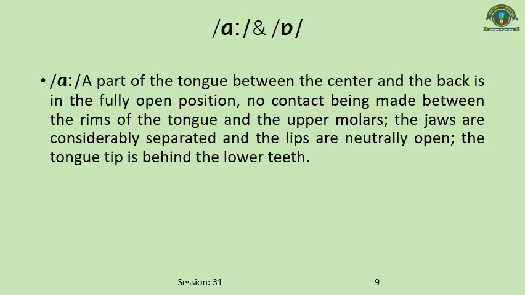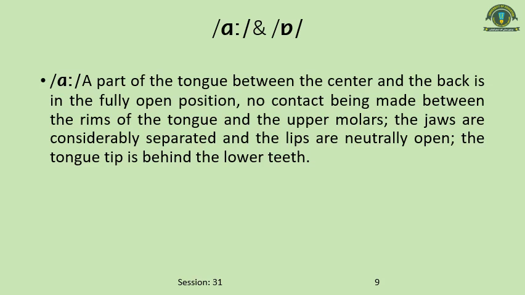Let's read. A part of the tongue between the center and the back is in the fully open position, no contact being made between the rims of the tongue and the upper molars. The jaws are considerably separated and the lips are neutrally open. The tongue tip is behind the lower teeth. Now this is what the elaboration is. This is what the explanation of the sound ah is.